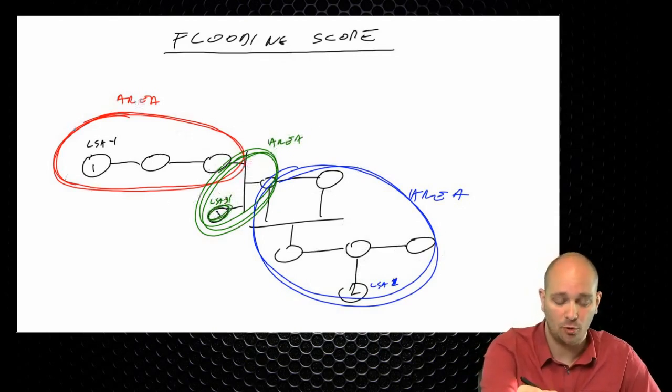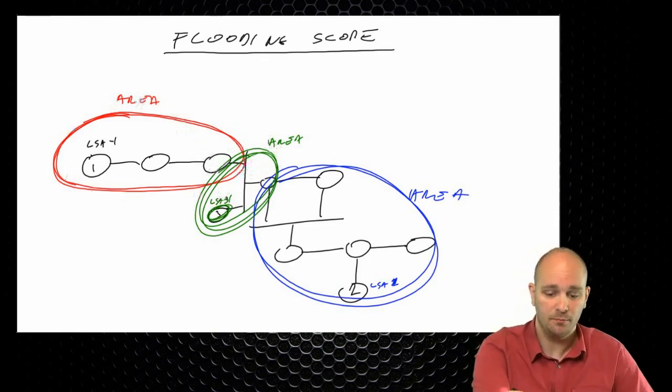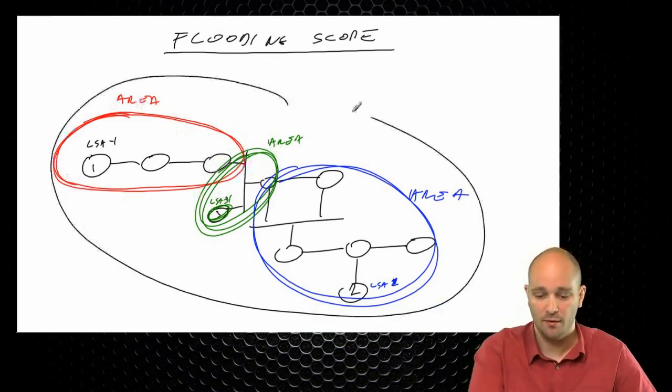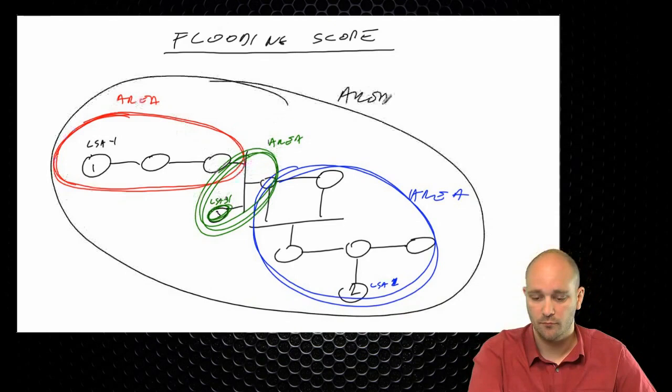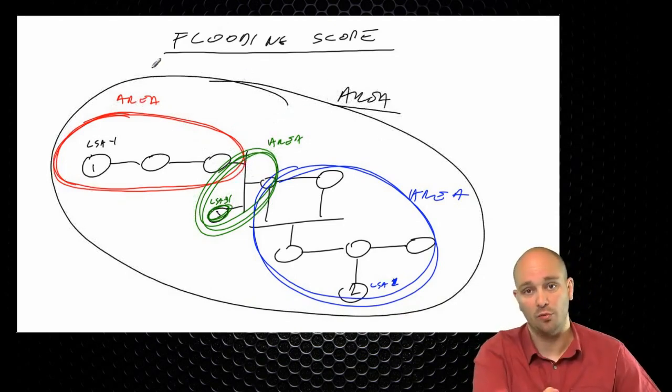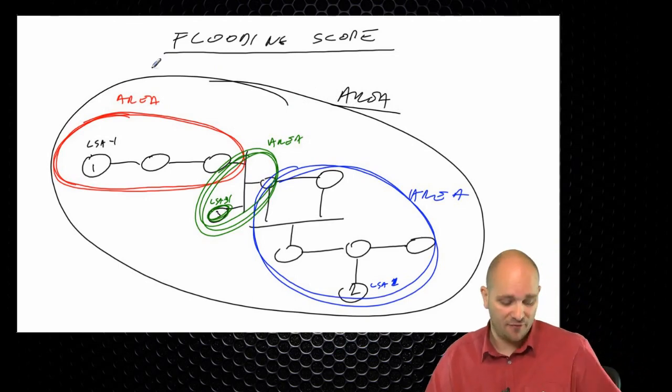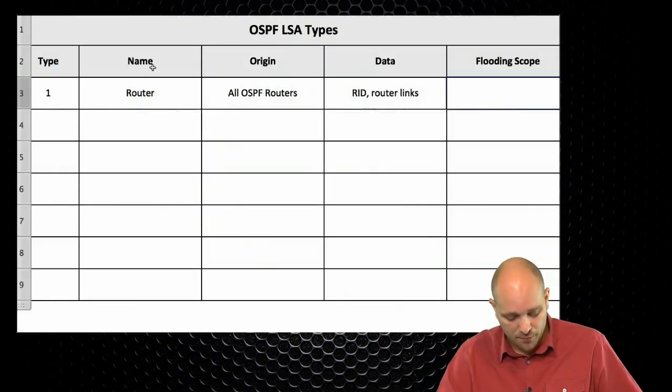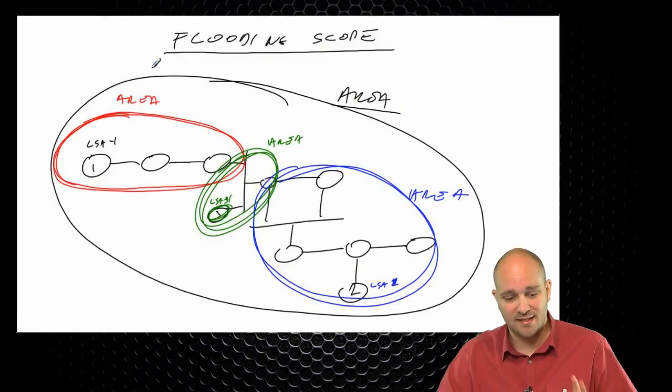Now, if this network was just a single area, the flooding scope of type 1 LSAs would be this whole thing. So this is what I mean by flooding scope. The flooding scope for type 1 LSAs is a single area.